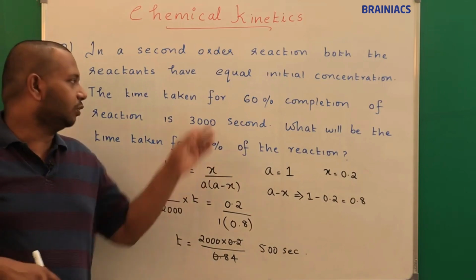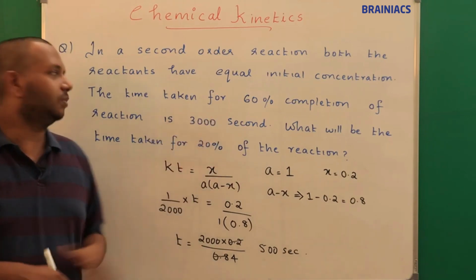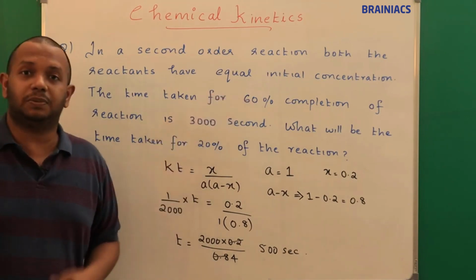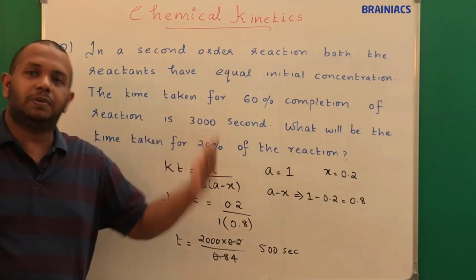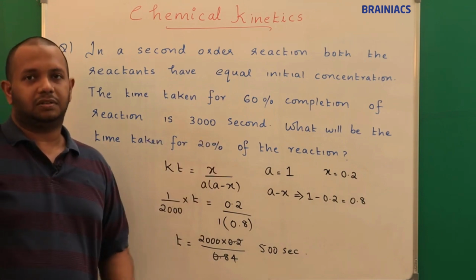You can think of this logically. I told you, right? It will be less than 3000 because 3000 is the time for 60% of the reaction to complete. So 500 is the time taken for 20% of the reaction to complete.